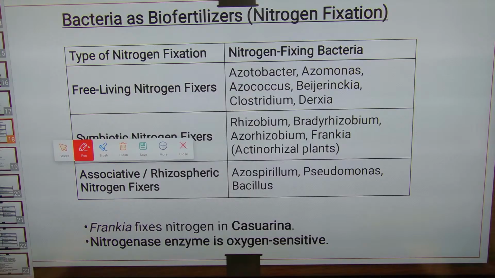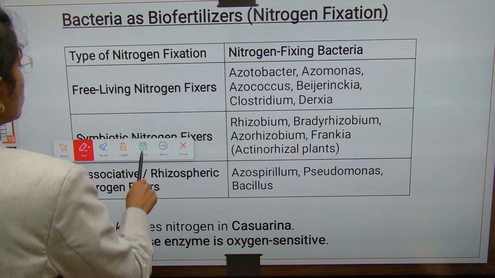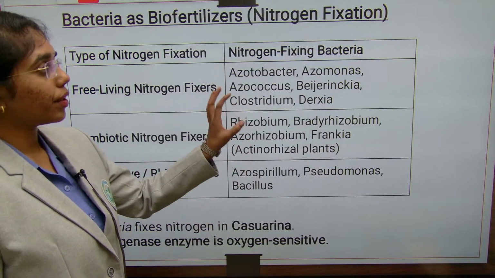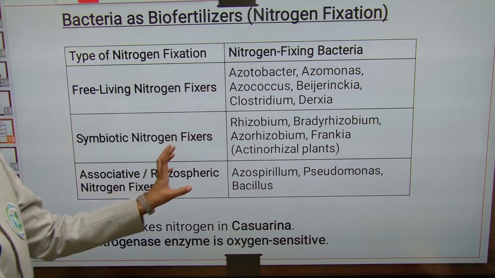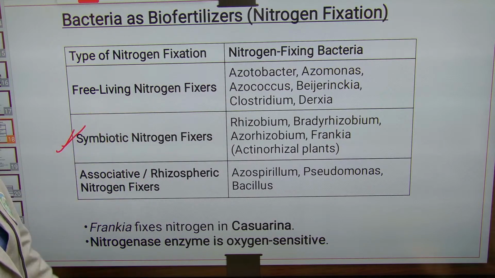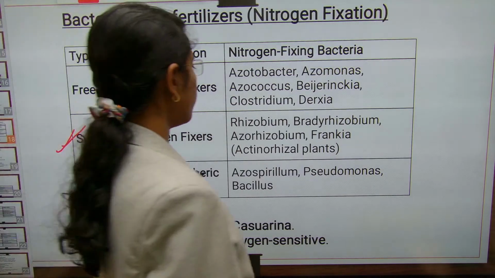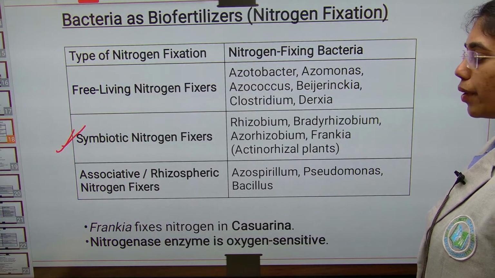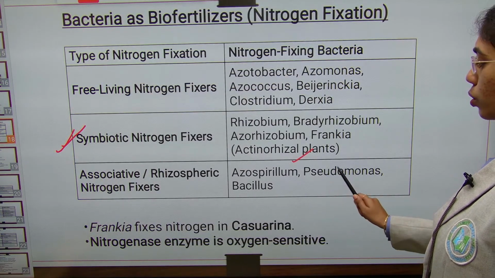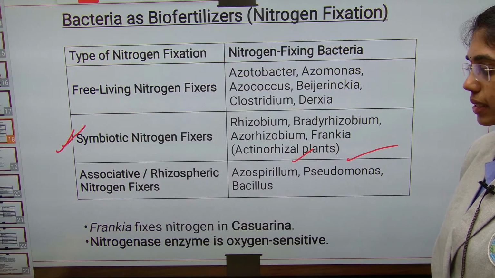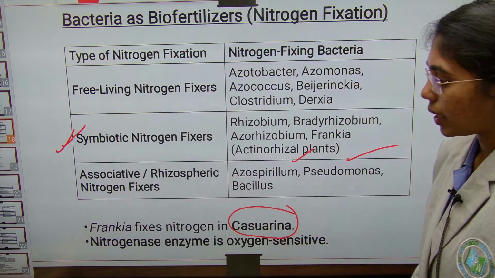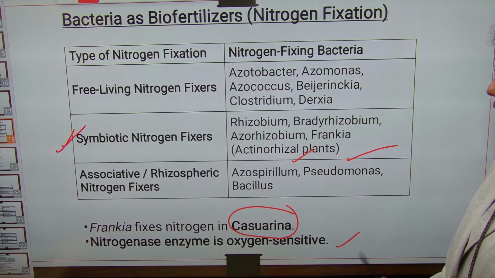And now here, if you see types of nitrogen fixation, we have free living nitrogen fixers like Azotobacter, Azomonas, Azococcus, Beijerinckia. Symbiotic nitrogen fixers include Rhizobium, Frankia and Azorhizobium. Associative or rhizospheric, this includes what? Azospirillum, Pseudomonas and Bacillus. Frankia will fix nitrogen in Casuarina.